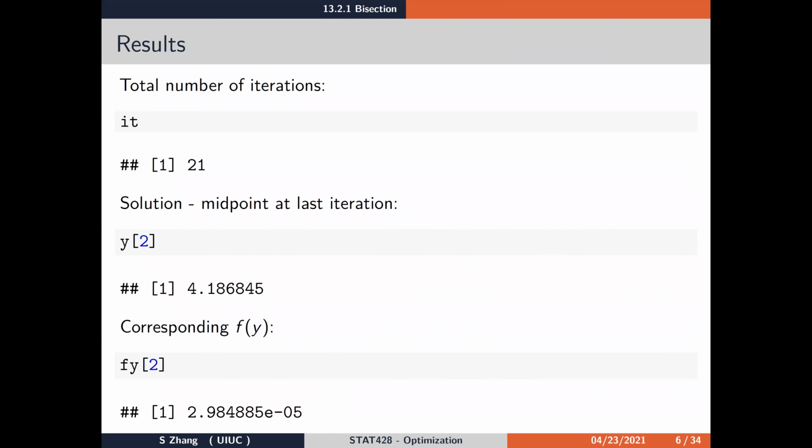So let's take a look at the results. First thing we can look at is how many iterations it took for the midpoint to have an absolute value below 0.0001. Well, we can look at the iteration number, it, and that's equal to 21. We can also look at the solution to the nonlinear equation, which is the midpoint in the last iteration. And that's given by the second entry of the y vector, and it's approximately 4.19. The corresponding f function evaluated at this y is really close to 0.